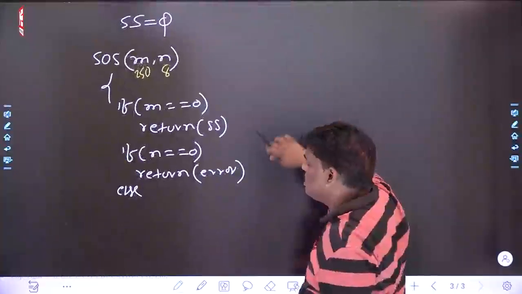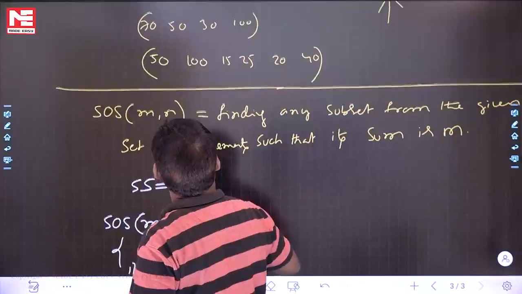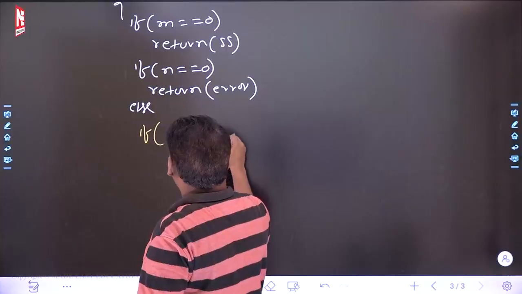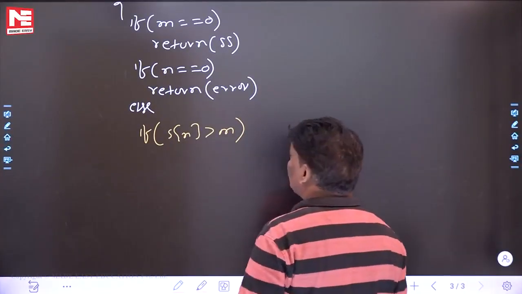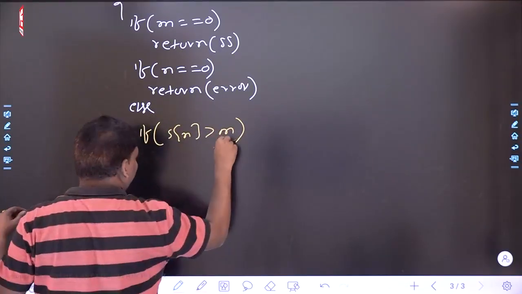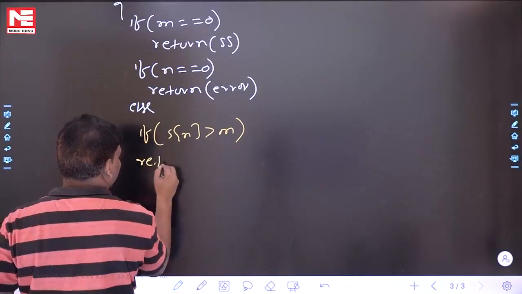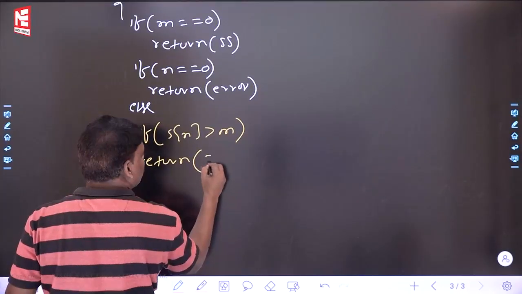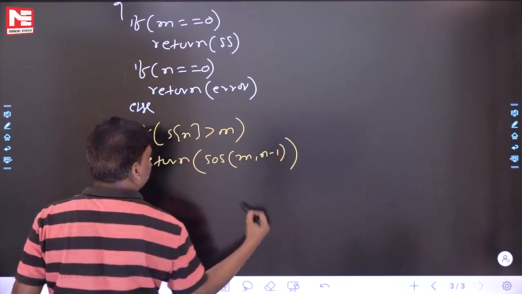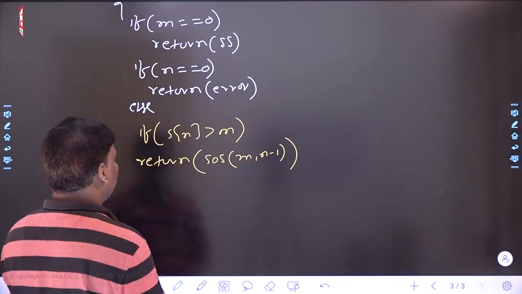So, same story. What is the answer? See this line: if S of n is greater than m. What is the meaning? In the set, the nth element, wherever you are, is greater than m. You want subset sum as 250, but the nth element itself is 400. Means you cannot take it. So what is the answer? Return sum of subsets of m comma n minus 1. Simply don't take it. I am at the nth element whose value is 400, but I want subset sum as 250. It is not possible at all.